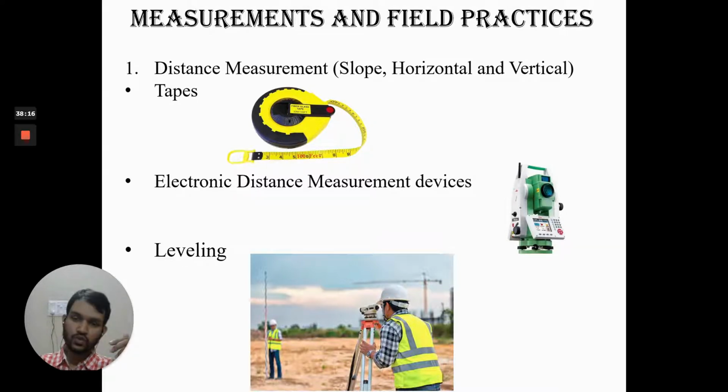Okay, so leveling, one lecture we will allocate completely to leveling, where we will study two methods, basically the height of instrument method and the rise and fall method. These are the cases of differential leveling, when we need to calculate the relative difference between 2 points. So how we can calculate and how we can check our calculations that we have done.